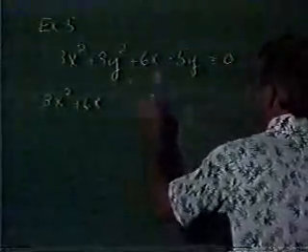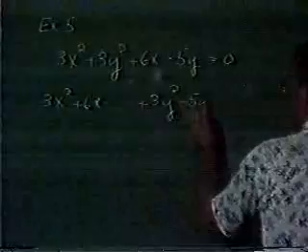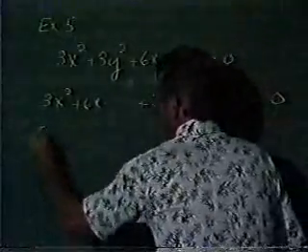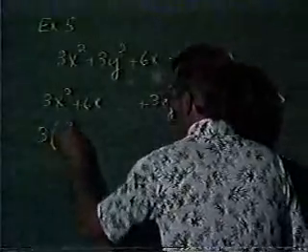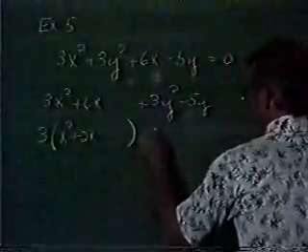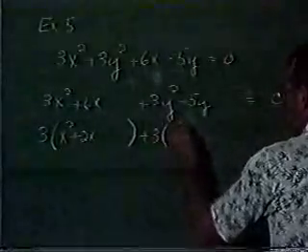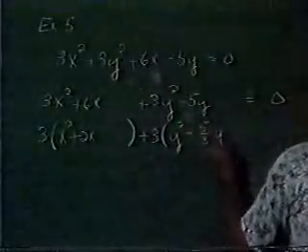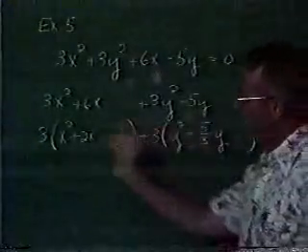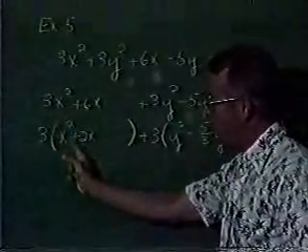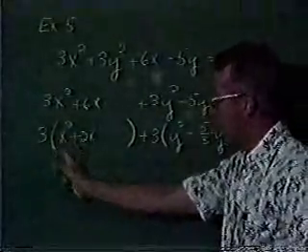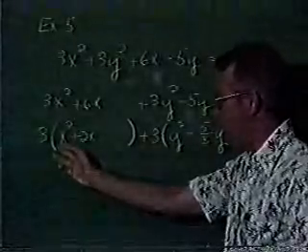Then I'm going to group the y's. And I don't have any constants, so I'll just leave the 0 over here. Now, on this one, first factor the 3 out. That'll give us x squared plus 2x, and leave that space. And factoring the 3 out here, we'll have y squared minus 5/3 y. Now, the reason that I want to factor this 3 out is because I want the x squared by itself times 1, not any other coefficient.